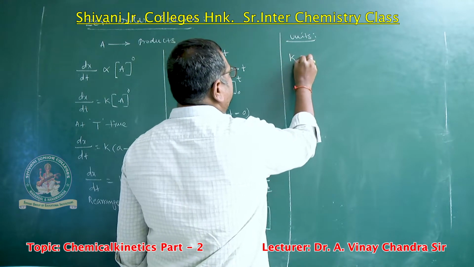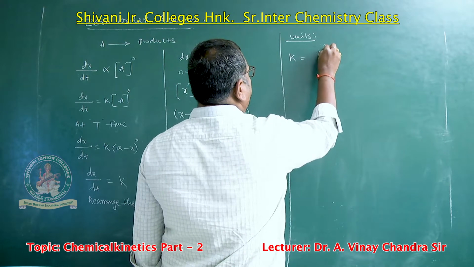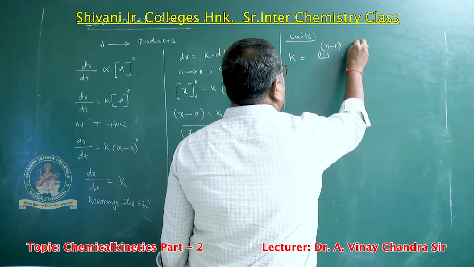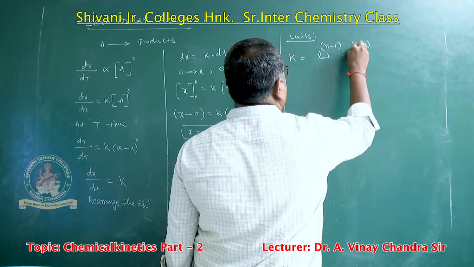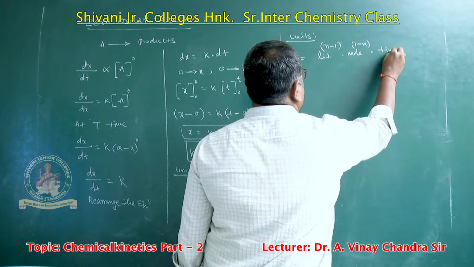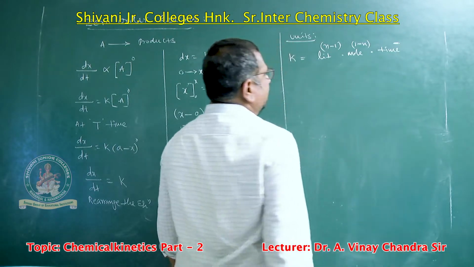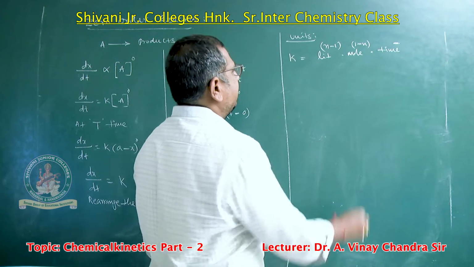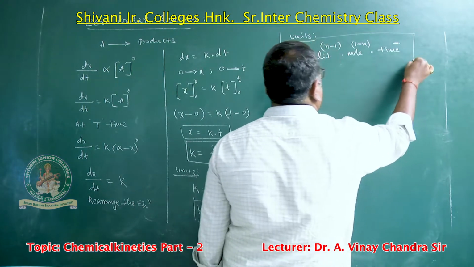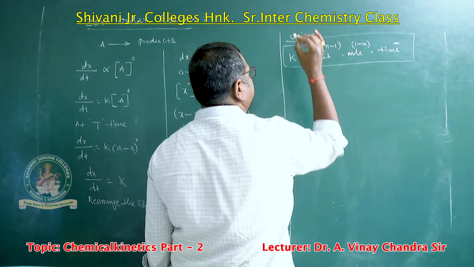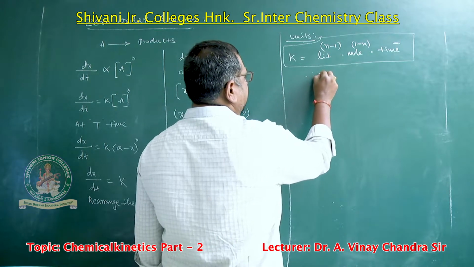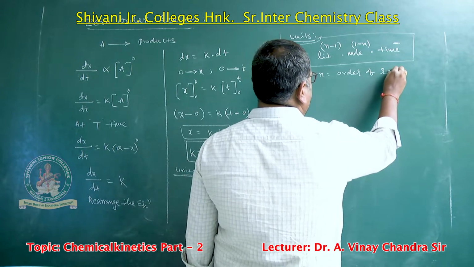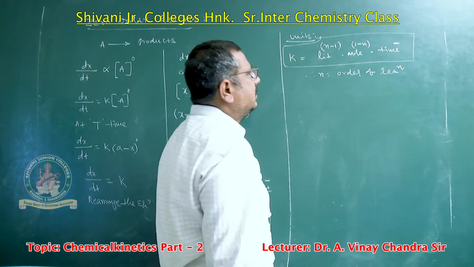K is equal to liter^(n-1) mole^(1-n) time inverse. This is the unit of the rate constant for any order of reaction, where n is equal to the order of reaction.